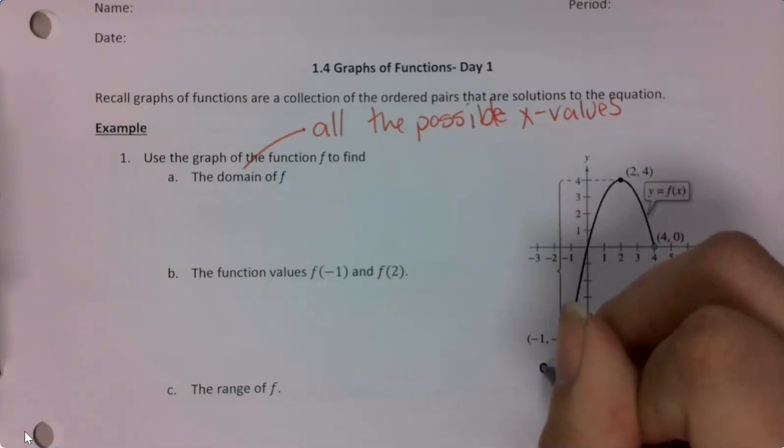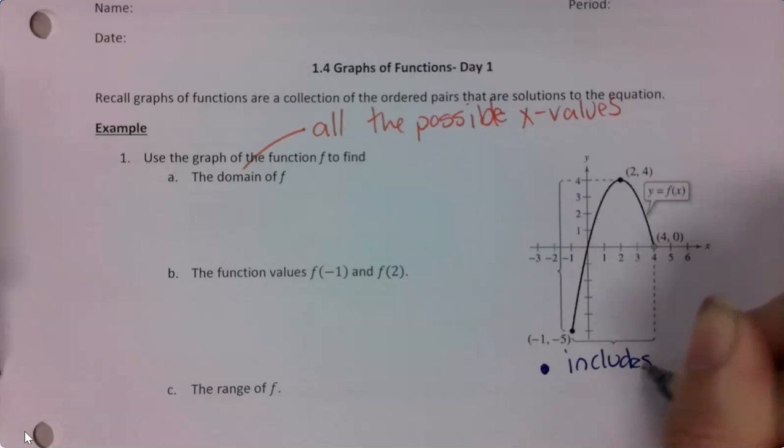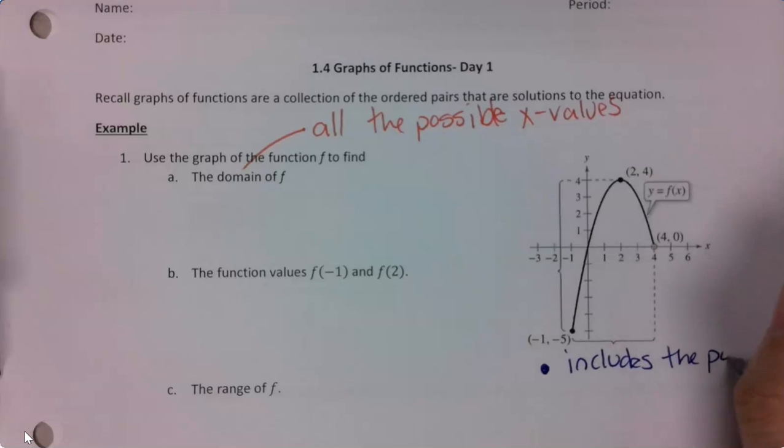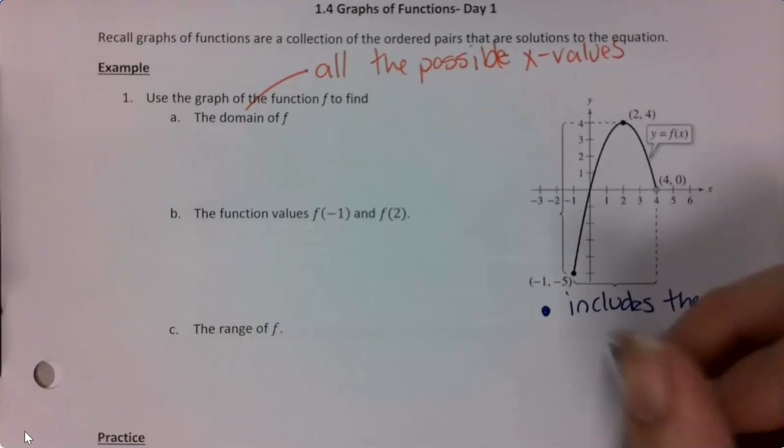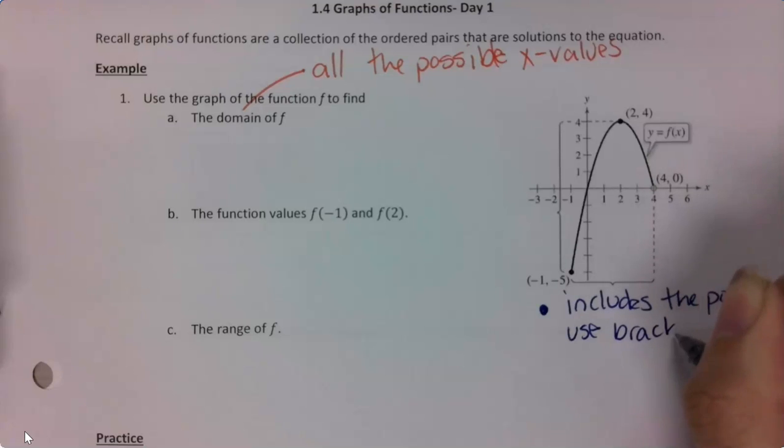If I have a solid dot on my graph, it includes the point. And we use brackets. So those are the ones that are like squared.